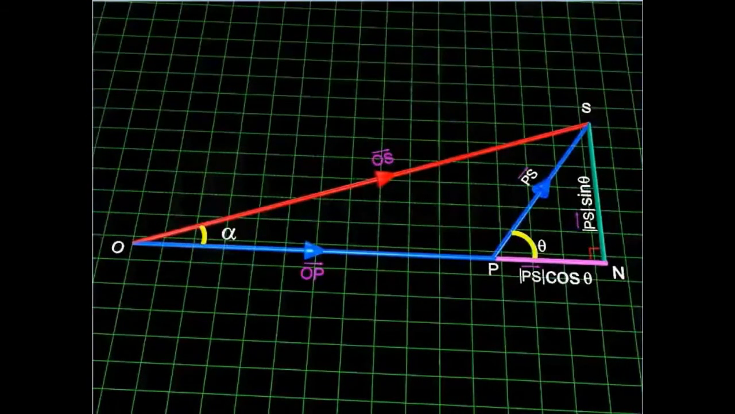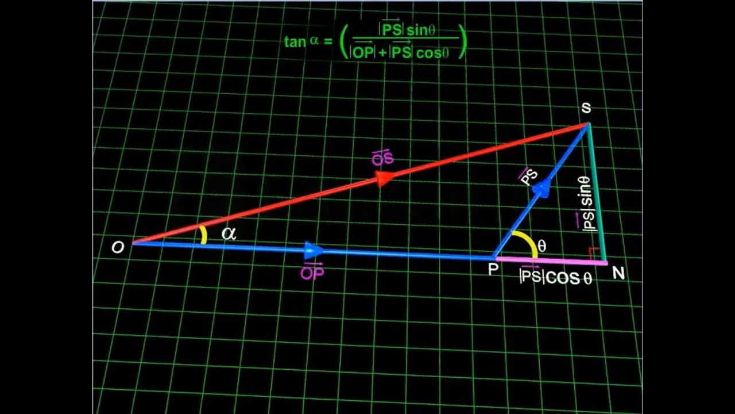Let us now find out the direction alpha of the resultant vector. For this, first take the tangent of alpha for the triangle OSM, which is PS sin theta upon OP plus PS cos theta. Now, on taking the tangent inverse of this value, you can determine the direction alpha.